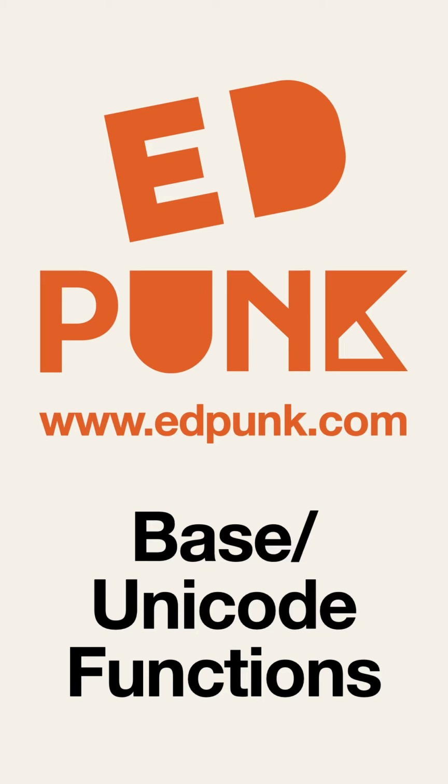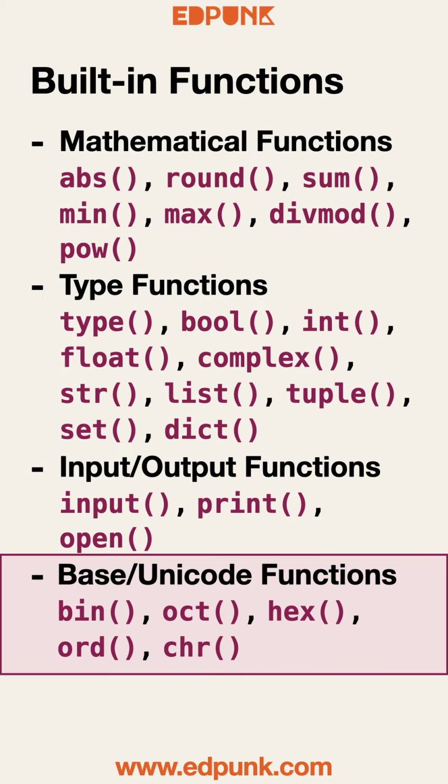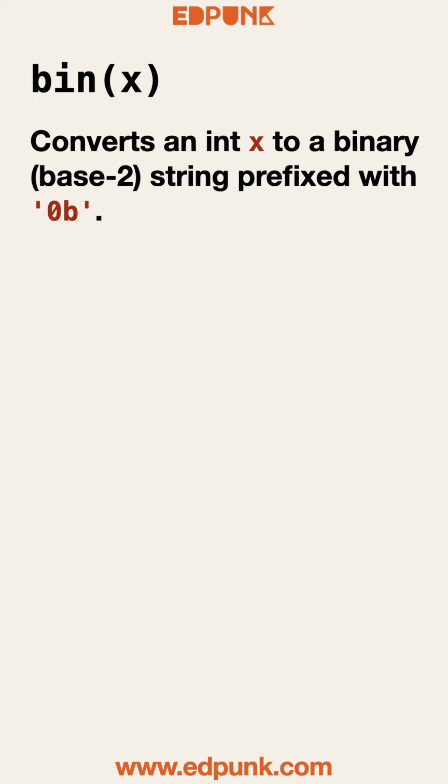Hi friends, in this video, we will learn more about the various built-in base conversion functions and Unicode conversion functions available in Python. Base functions such as bin, oct, and hex are useful for converting the base of an integer, whereas ord and chr functions are useful for Unicode code point conversions. Let us go through these functions in detail, starting with the bin function.